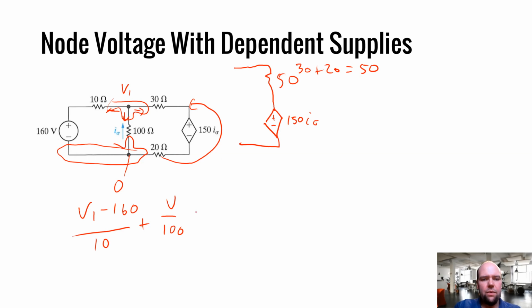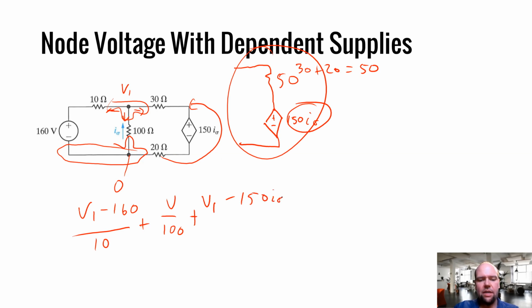Going to the right, we have V1, and again, we're using this version of it, minus, it's going to be 0 plus this, so it's V1 minus 150 I sigma divided by 50 equals 0. And that's it. We have one equation because we only had one essential node. The only thing we have left to do is we have to get rid of this I sigma here.